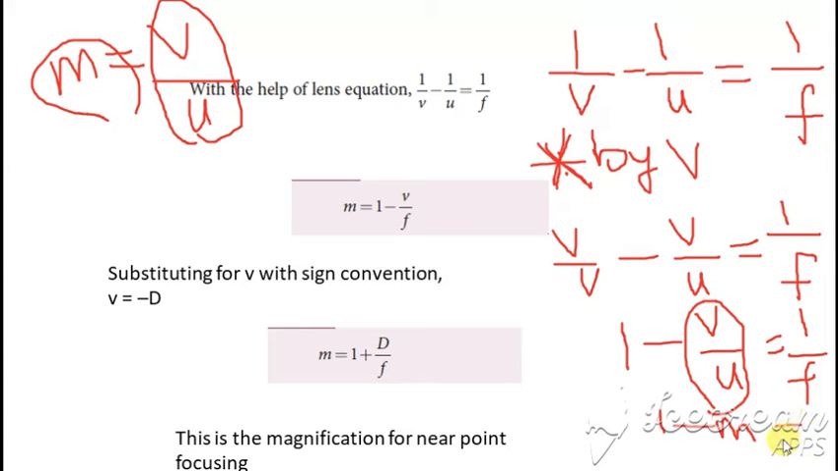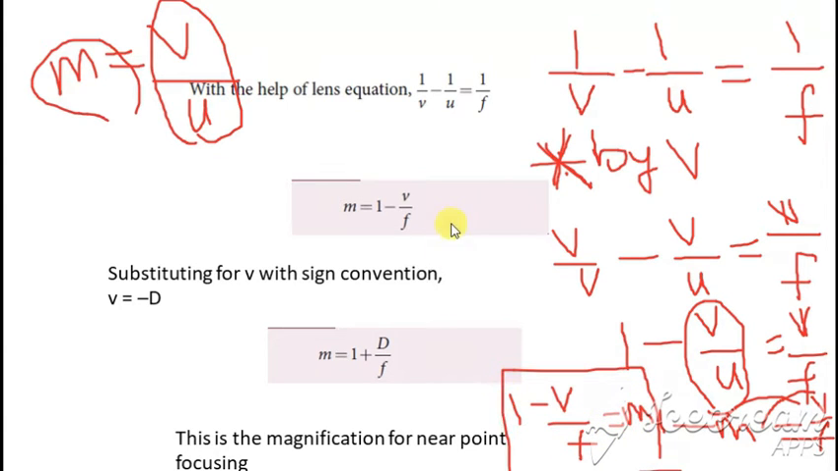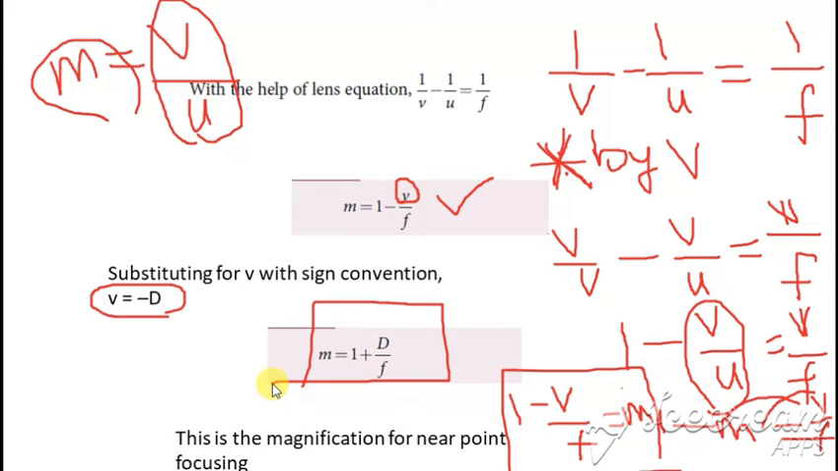which is equal to, sorry, this is v divided by f, because throughout we are multiplying by v, so v divided by f. Okay, now bring this m to this side and v by f to this side. So we get 1 minus v divided by f, which is equal to m. So this is the equation for m we have got here. Now substitute the value of v, which is equal to minus d. So minus into minus is plus, so m is equal to 1 plus d divided by f. So this is the magnification for near point focusing.